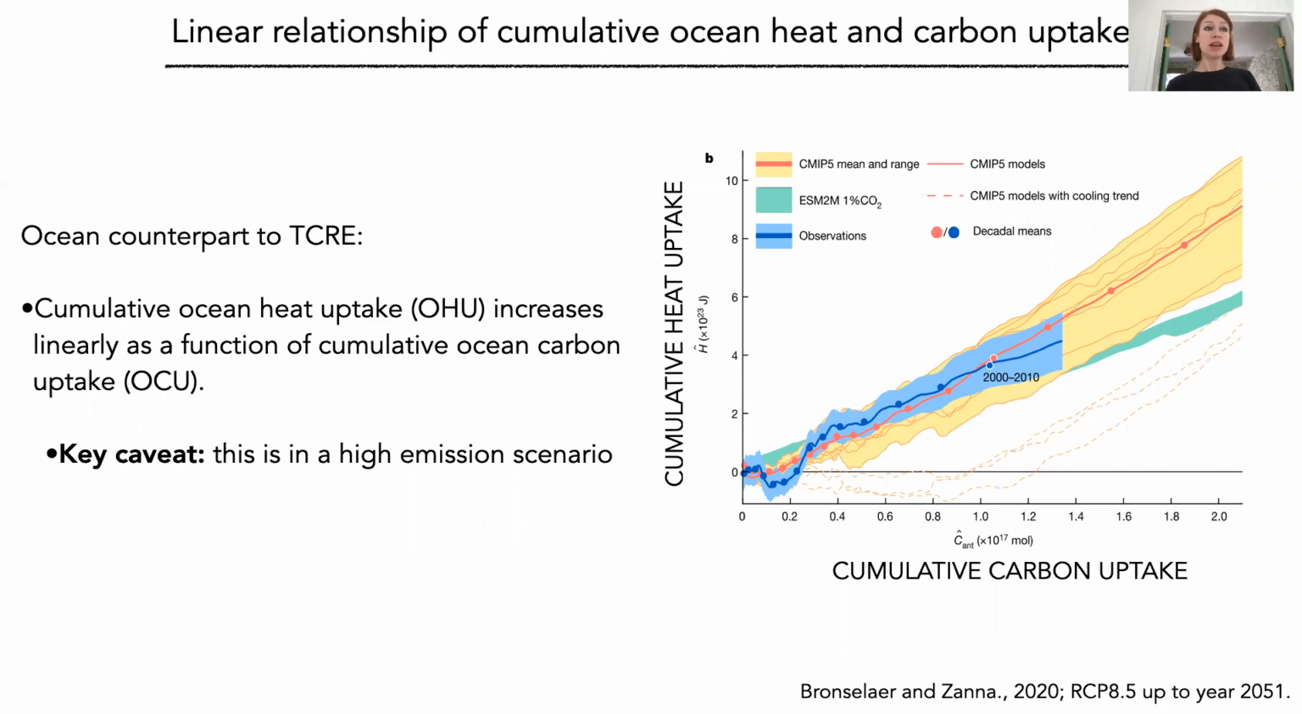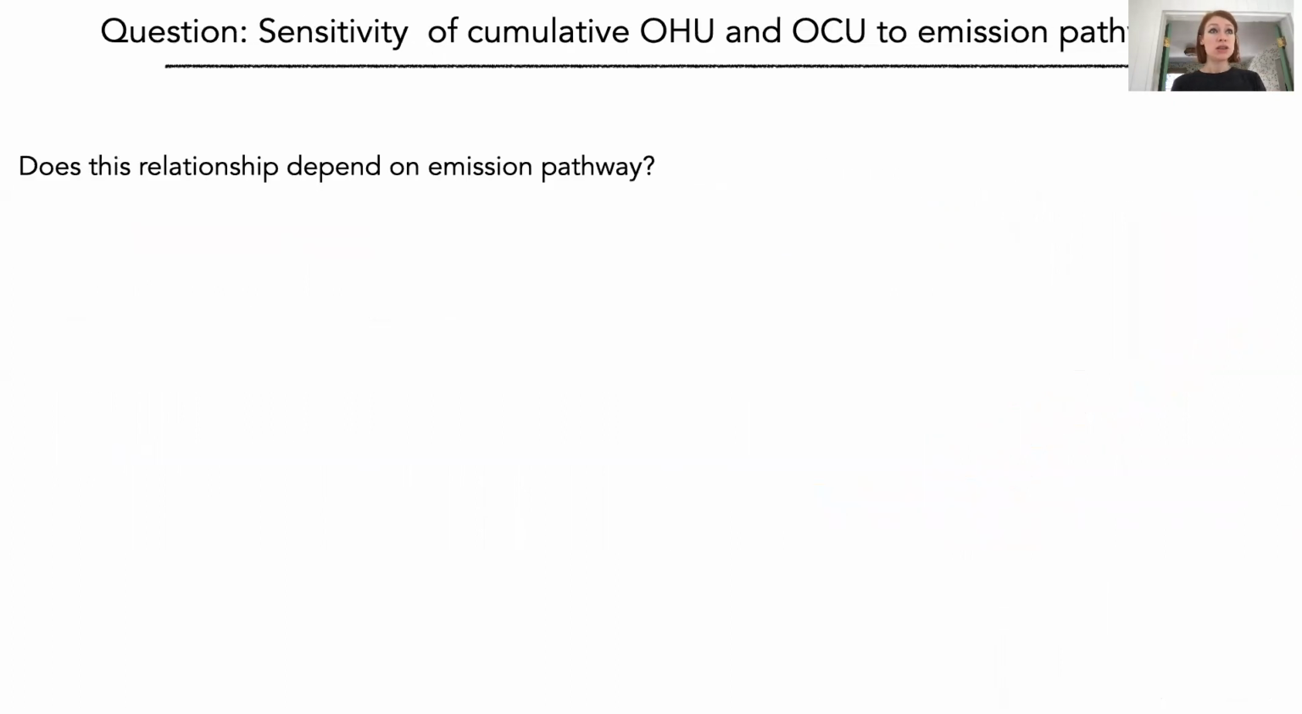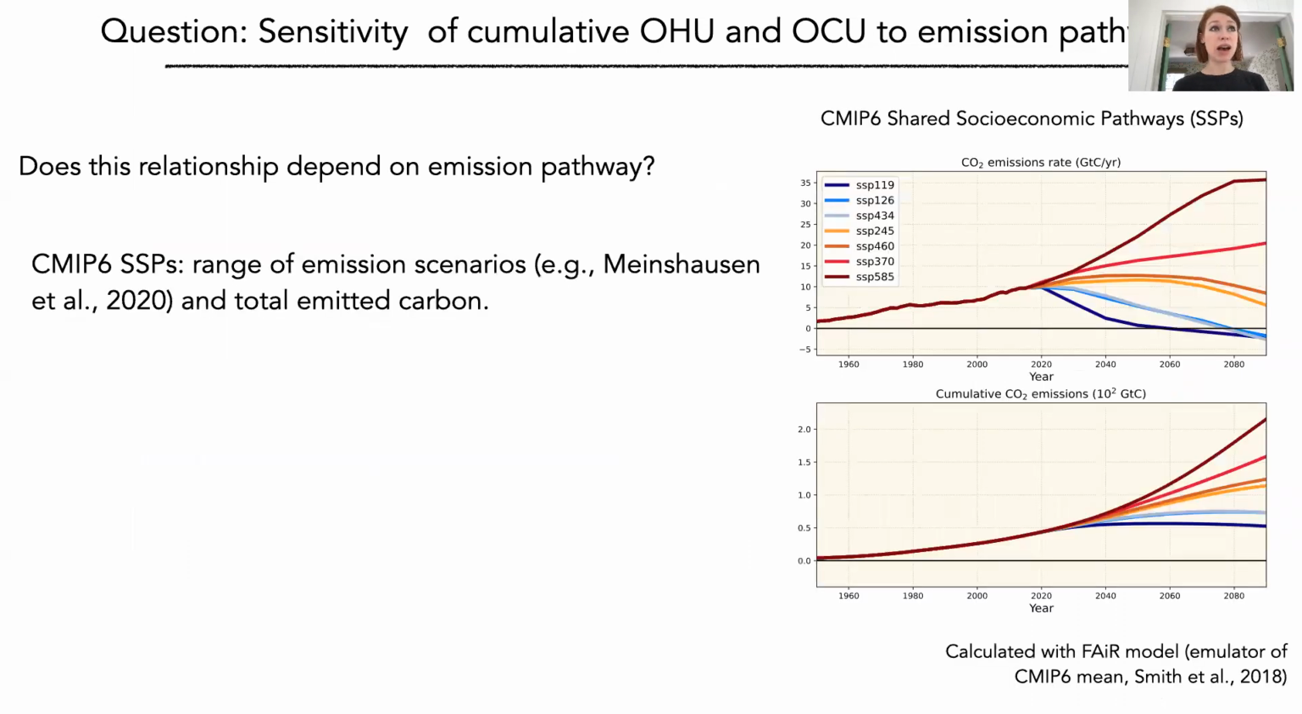But I should mention a key caveat of this study is that it's only explored this at higher emission or monotonically increasing emission scenarios, so 1% CO2 increase and an RCP 8.5. So what we want to do today is understand if this relationship depends on emission pathway. To do that, we're going to make use of these CMIP6 SSPs.